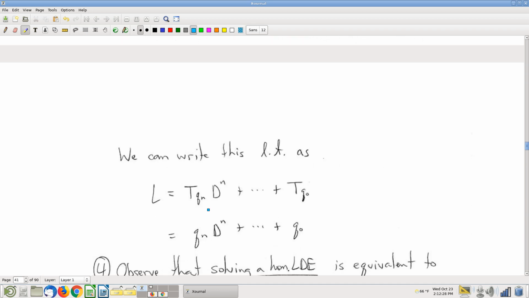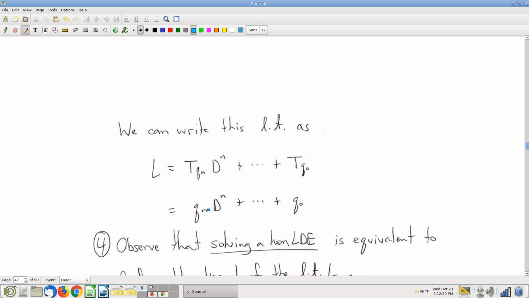Okay, a notational observation. This is just notation. I'm going to rewrite that as this. I think this is a reasonable thing. Let me just point out what's going on. If I were to write T, qn, d to the n, and if I were to apply that to a function y, as just discussed, we get qn of x times the nth derivative of y.